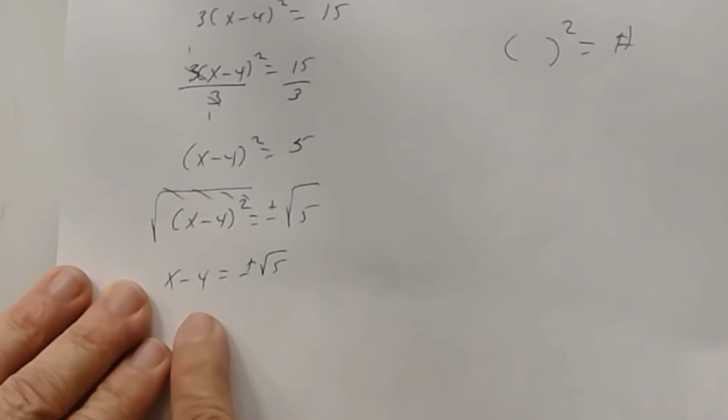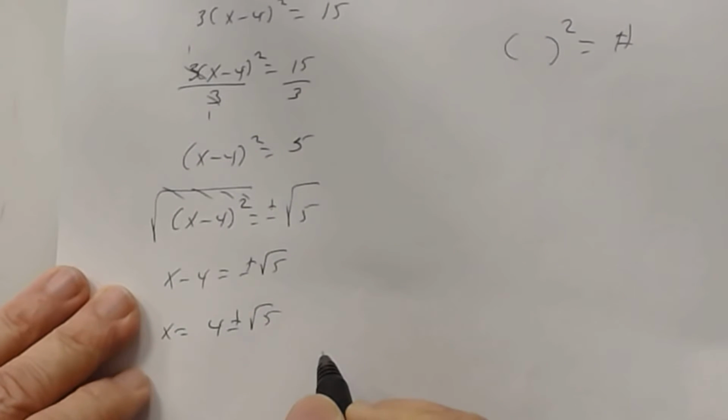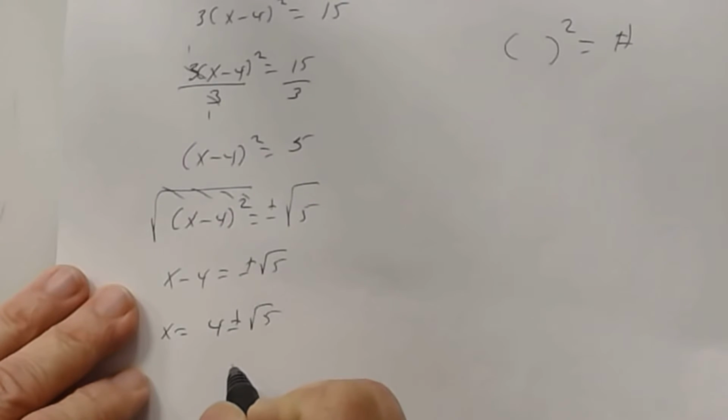So how do you get x by itself? Add 4 to both sides. So I get x equals 4 plus or minus the square root of 5. Now you can leave it like this, because what kind of number is this that I'm circling? Irrational. It has a square root in it.